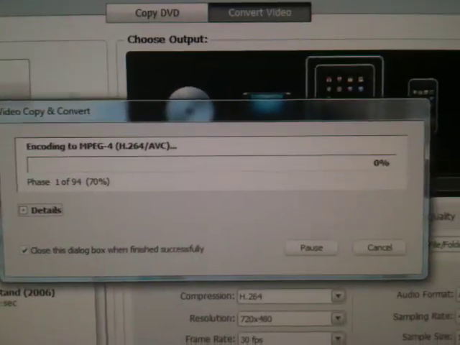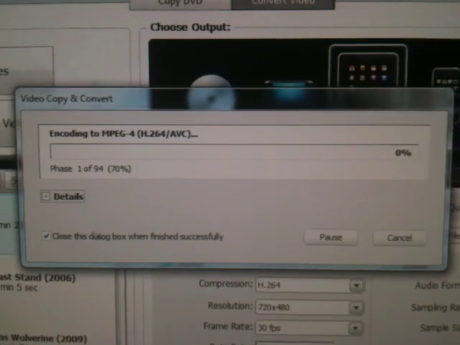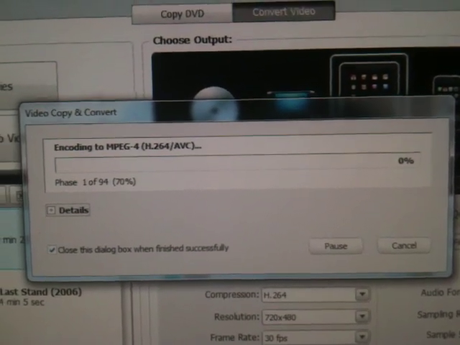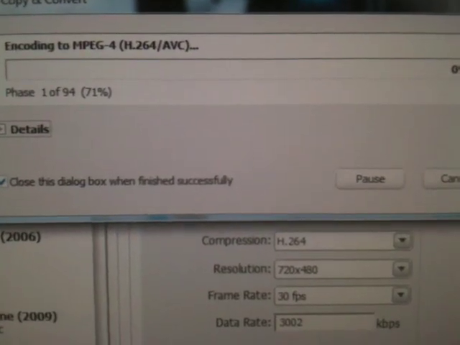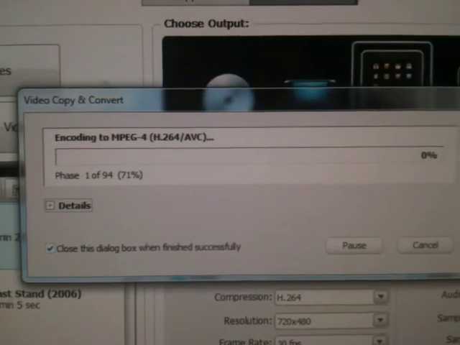So, yeah, it's faster. It looks like the outputs look pretty good. Redoing it because I got to change the bitrate for some of the programs I'm using it for.